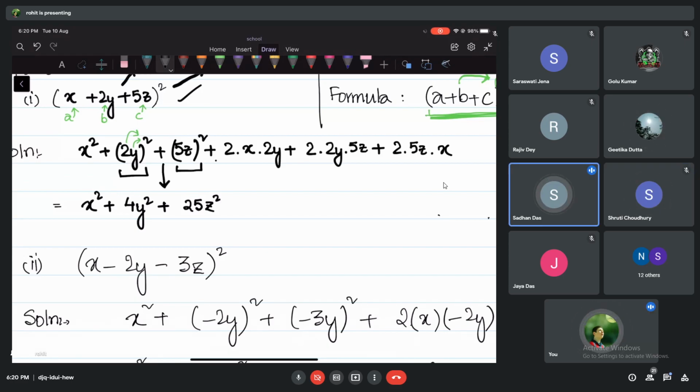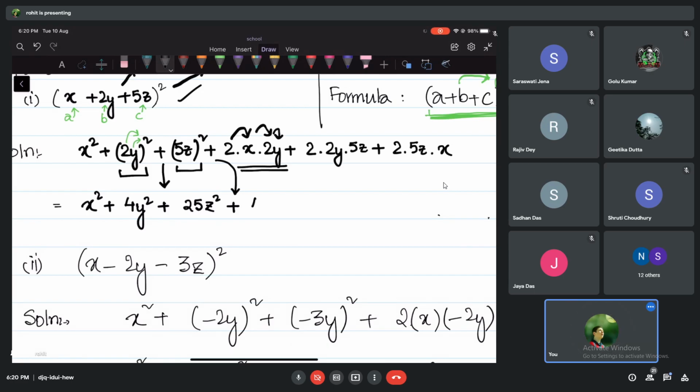Okay, z square. Then I'm writing this plus here. So see, this is plus. Then after this plus, we have to write this term, of course. So tell me, what is this? This is 2 into x into 2 into y. So 2 into 2 will be how much? 4. Then x and y will be 4xy. Yes, 4xy.